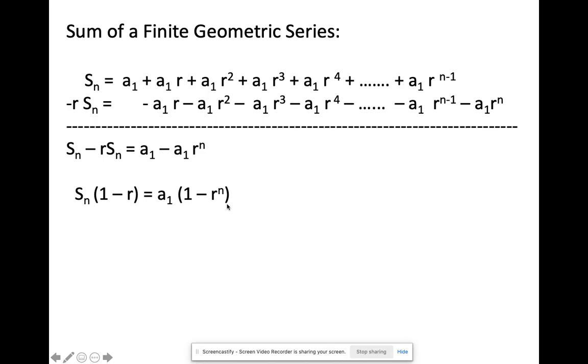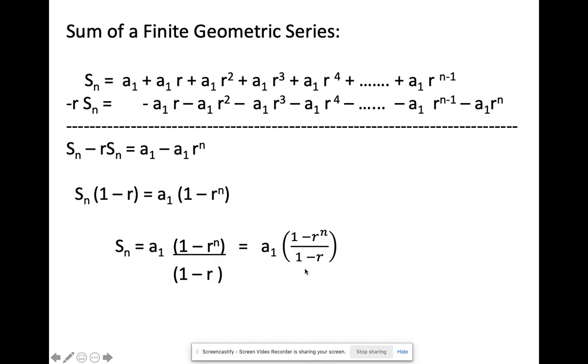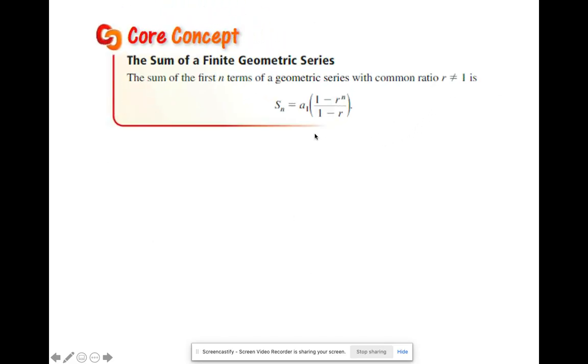Since I'm solving for S sub n, divide both sides by 1 minus r. So this is what the formula is: a sub 1 times the quantity 1 minus r to the n, over 1 minus r. Okay? This is the one in our textbook.